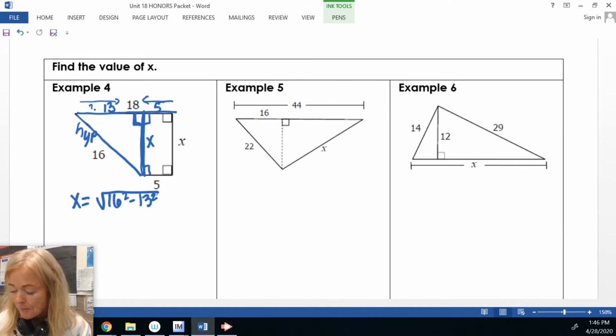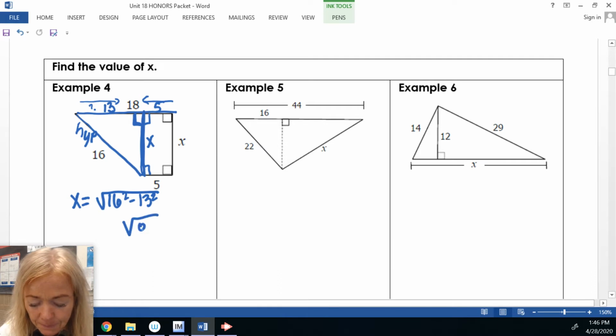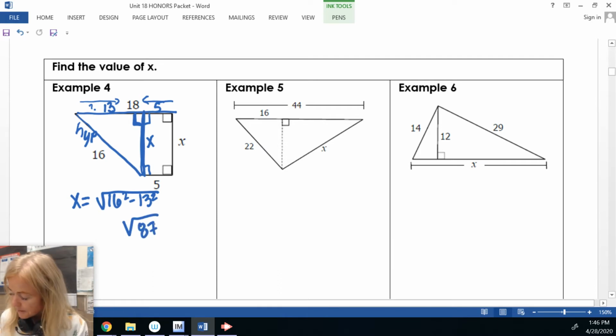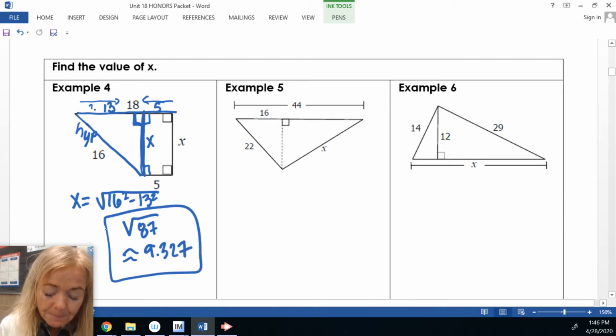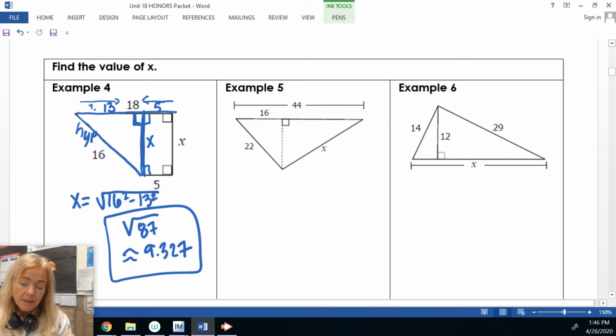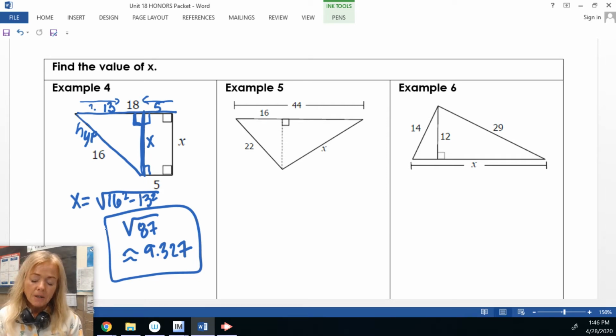So if I plug that into my calculator, square root of 16 squared minus 13 squared, then I get radical 87. Okay, and if I toggle that, I can get an approximation of 9.327. All right, so radical 87 is the exact answer. It's exactly how long that side is, or 9.327, that's an approximation.